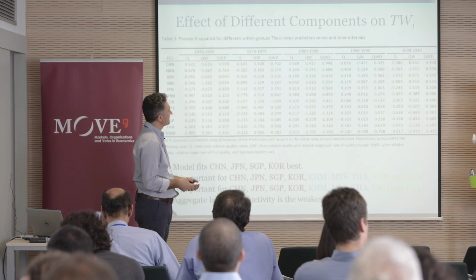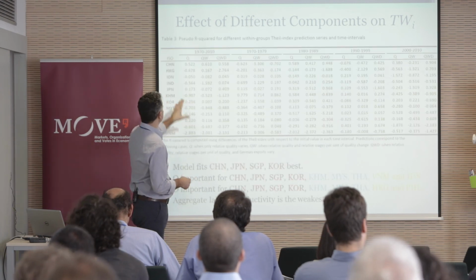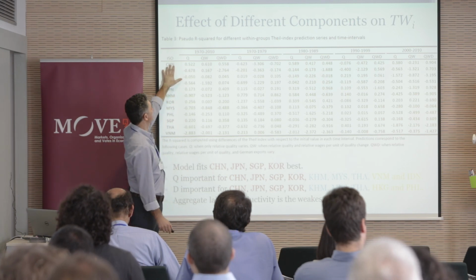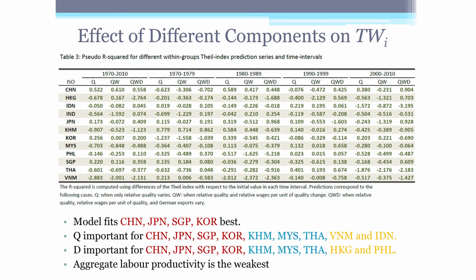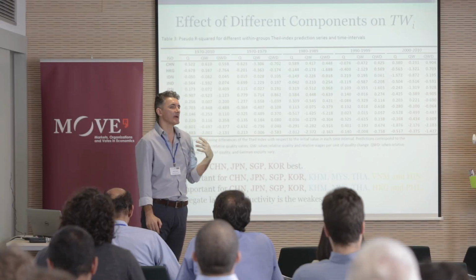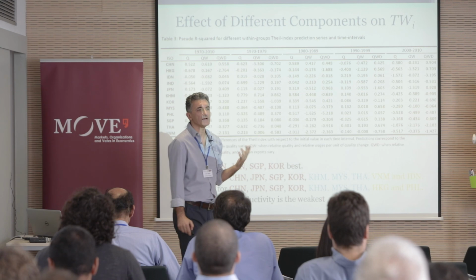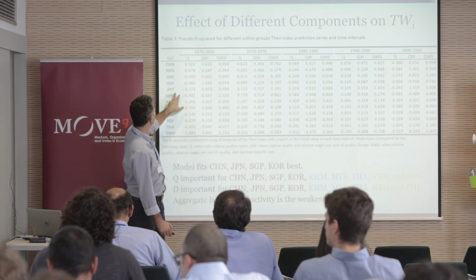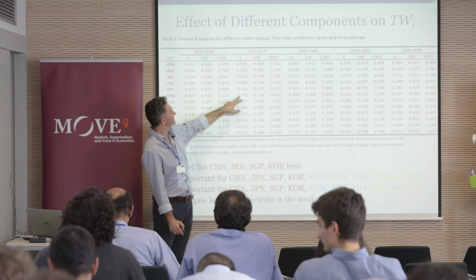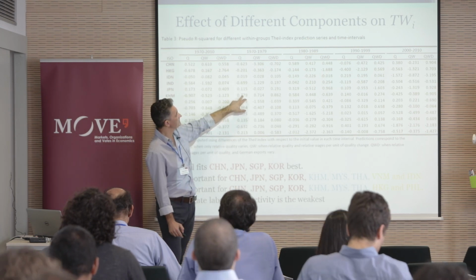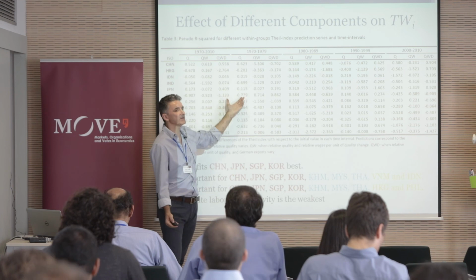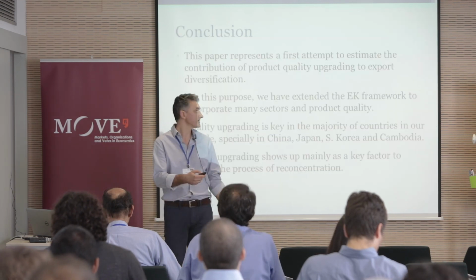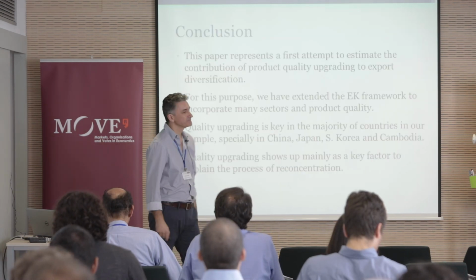What we find is that for some countries, quality matters. For some other countries, it doesn't. The main examples for which it matters are China and Cambodia. For Cambodia, for some decades, the explanatory power goes to 77% of the variation compared to the initial point. All right. Done.